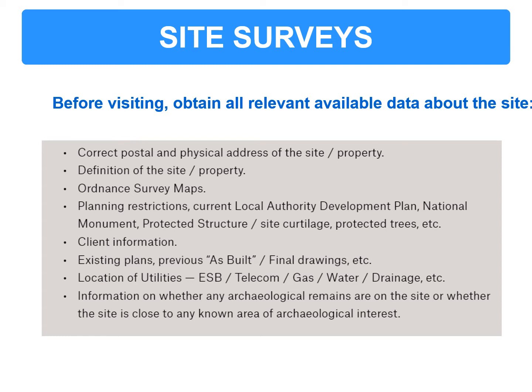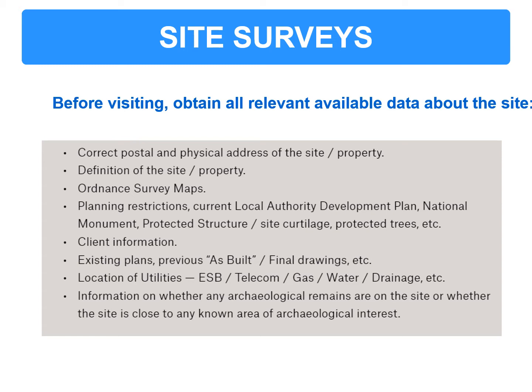So obviously the correct postal and physical address of the property or site, the definition of the site property, the ordnance survey map, which will show you some outlines of boundaries. You will also need to do some research on planning restrictions, the local authority development plan, if there are national monuments, protected structures in the area, what is in the curtilage, so that is in the surrounding context of the immediate site, are there any protected trees, and so on.